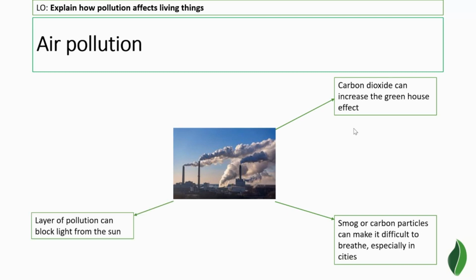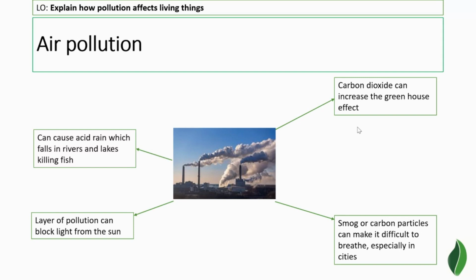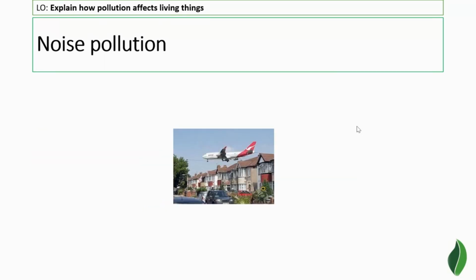So a layer of pollution can block light from the sun. Now, if you look at the outside of some cities, they've got a layer, which means that natural light can't get in, but it also means that the air itself is difficult to breathe. It can cause acid rain, which falls in rivers and lakes. So as we've looked at, the burning of fossil fuels causes acid rain, that falls into rivers and lakes. It's going to kill fish, it's going to kill plants, which means that the food chain is going to be affected. So noise pollution.